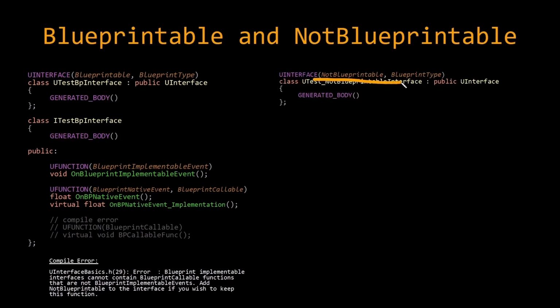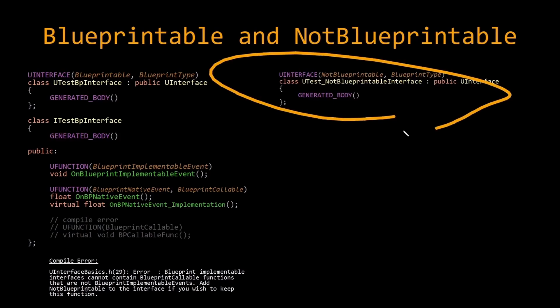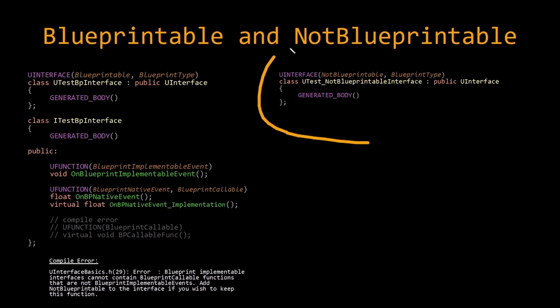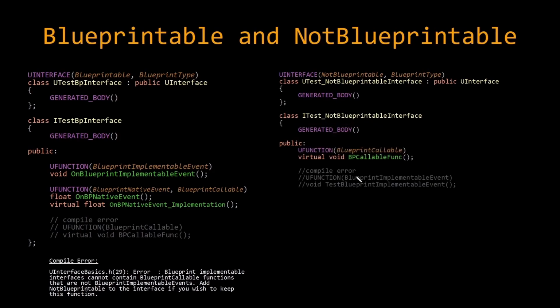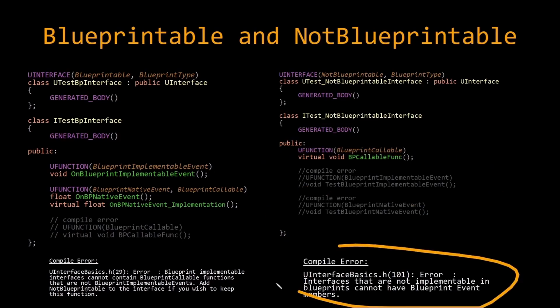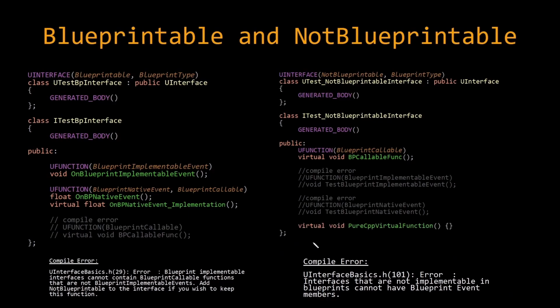But if we look at the not Blueprintable one, again, you make a UInterface, and this can only be inherited from in code. We make an IType, and this one can actually have BlueprintCallable functions. But what it cannot have is BlueprintImplementableEvents and BlueprintNativeEvents. If you try to do that, you'll get this compiler error here. What it can do, though, is have a virtual function that is completely in code. And this has to do with the complexity of effectively Blueprintable interfaces not having an IType if a Blueprint implements an event, but we'll get into that in a moment.